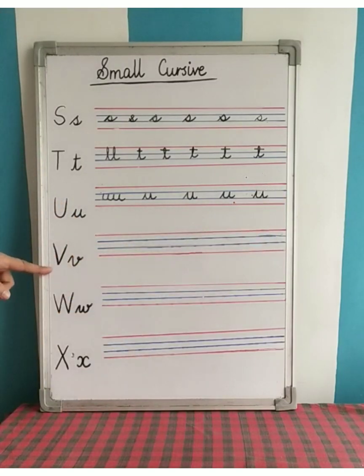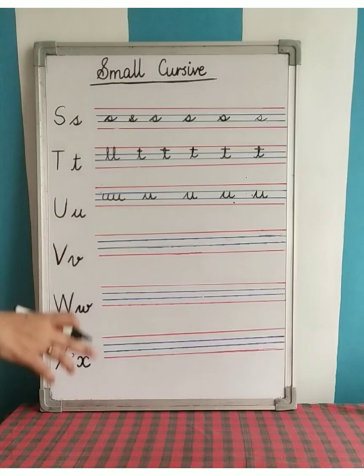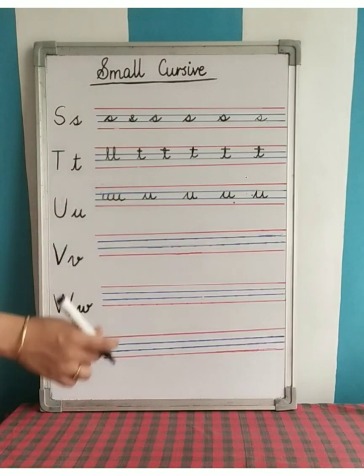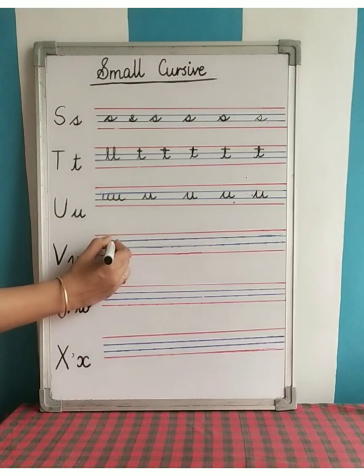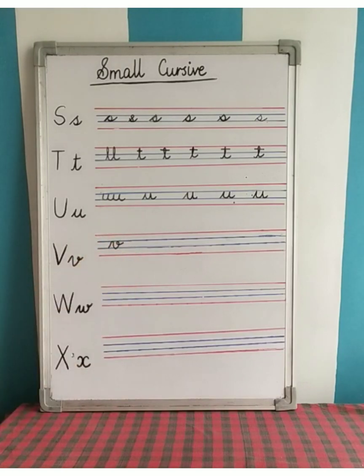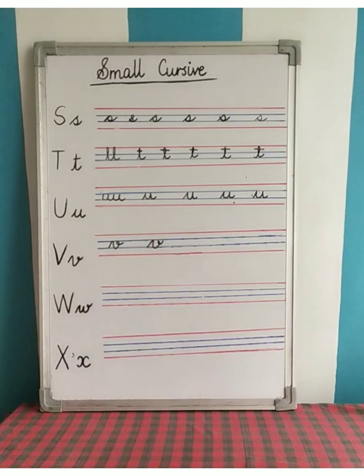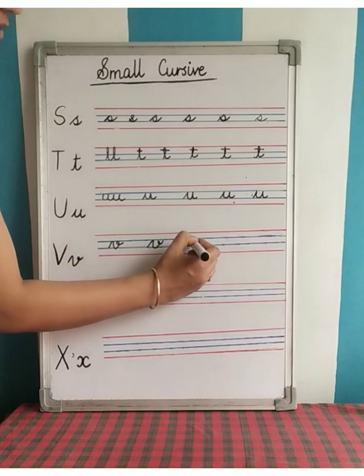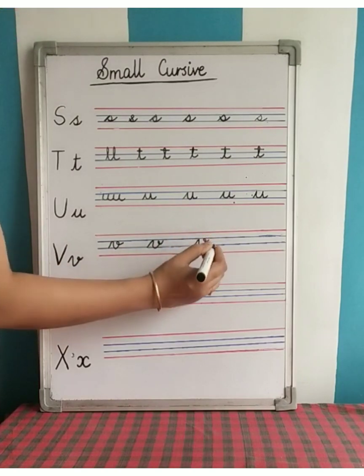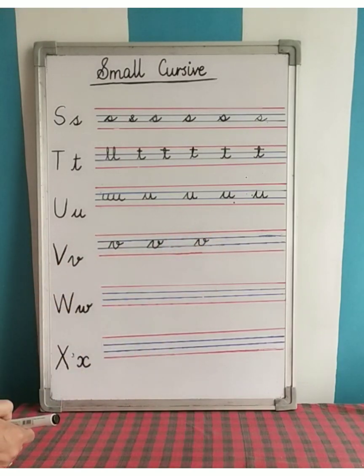Now the next is small cursive V. So students, small cursive V is more or less like small cursive U, but it has a circle and a curved line on the top. First we will draw the slanting line, then the curve and then a tail on the top.